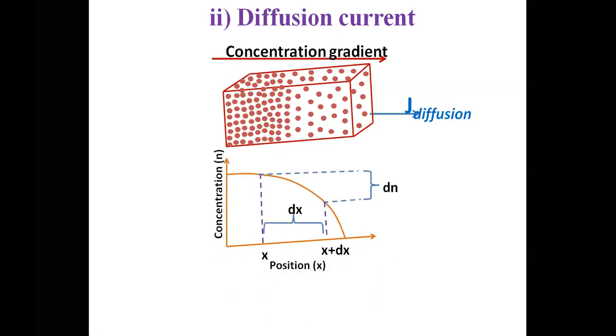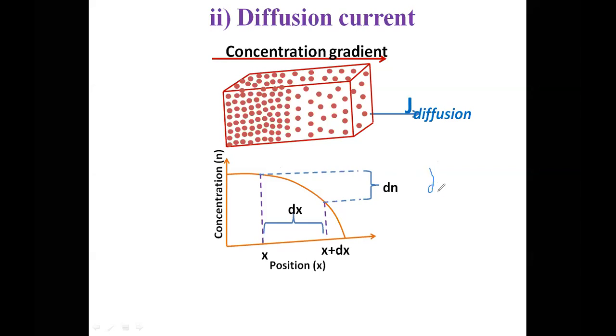Now if you see graphically, if you take the concentration on the y-axis and the position on the x-axis and compare these two figures, we can understand that at the extreme left end the concentration is high, and if you are moving towards the right end the concentration is decreasing. That means if you take a separation of dx, then within the dx there is a concentration difference dn. Now this dn by dx represents the concentration gradient.